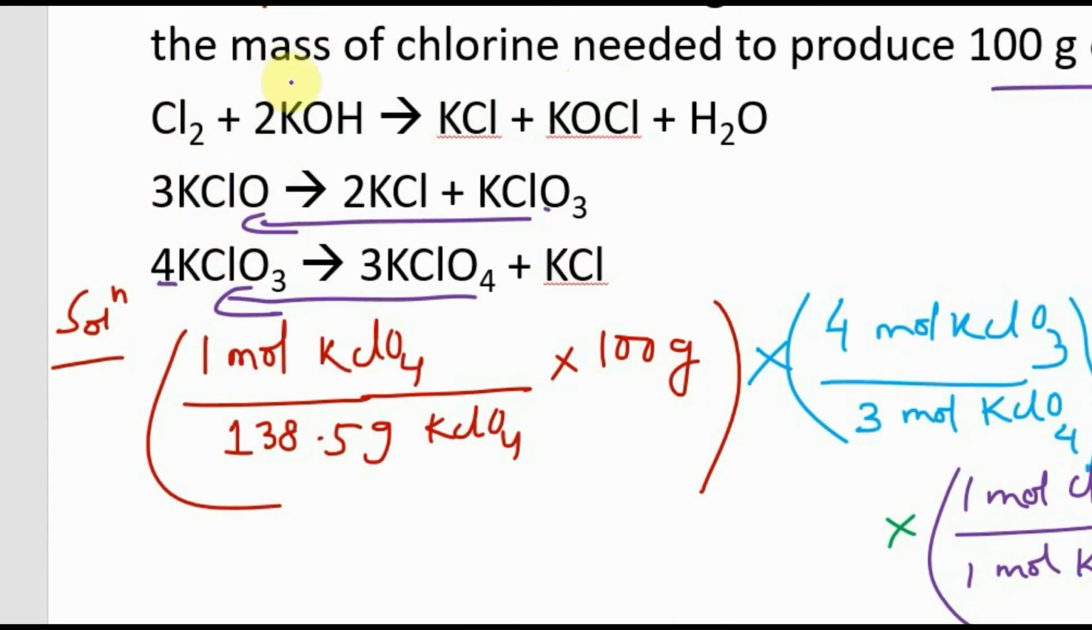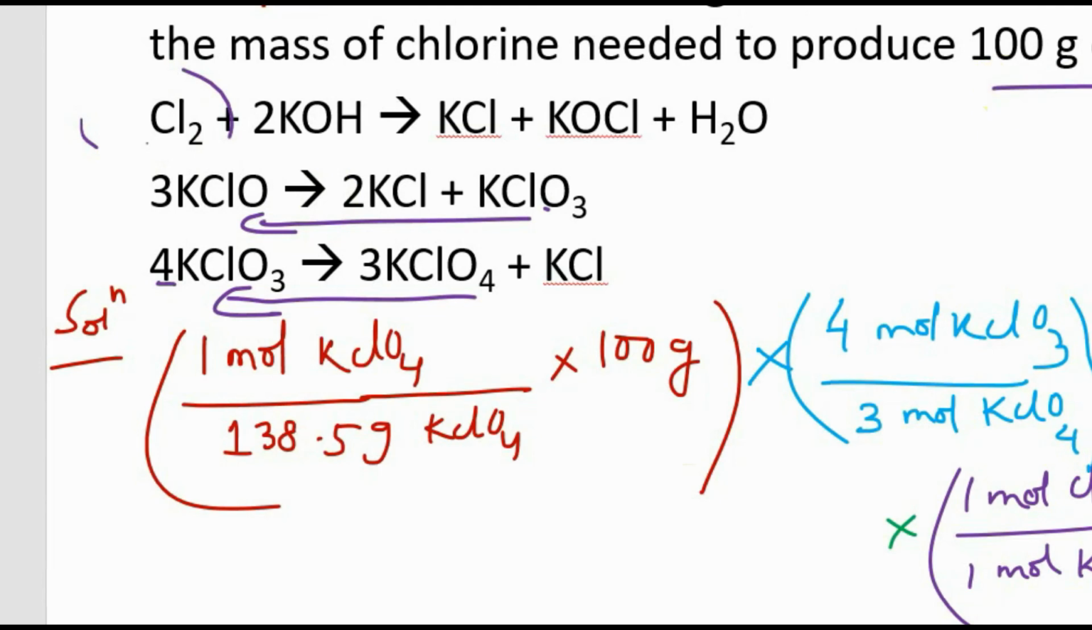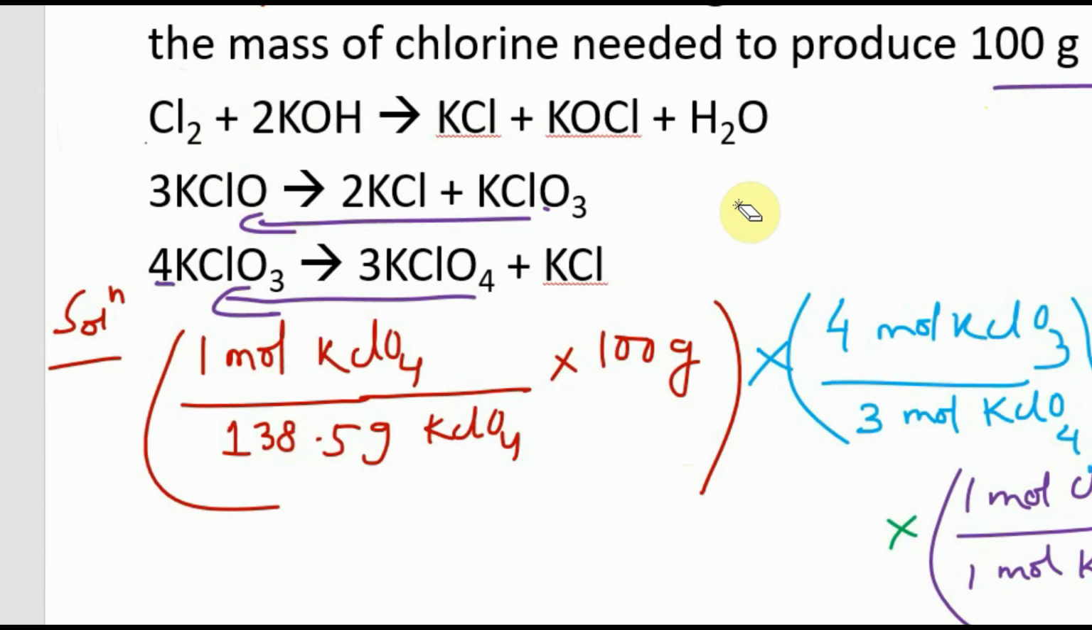But to convert into its mass, we multiply by 71, that is 71 gram of chlorine by 1 mole of chlorine. So ultimately, we are left with gram. All the units get cancelled. So we get 205.04 gram of chlorine will produce 100 gram of KClO4. This is not POAC. POAC has its limitation. I have told you exactly, I have shown you where we cannot use POAC, because all the 3 steps are disproportionation reactions.